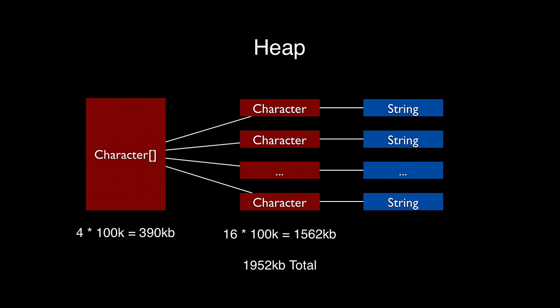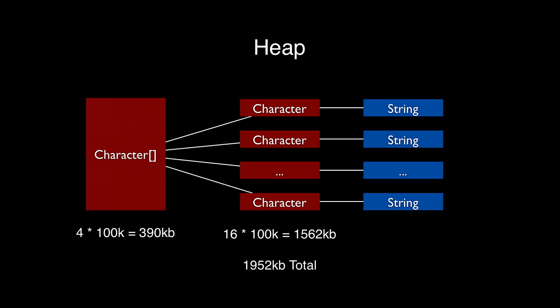So if we look at this, again, the character array is pointer size. We'll assume we're 32-bit. We have about 390 kilobytes in the character array. We have about 1,600 kilobytes in the character instances, and then we have the strings. I color these two different colors. The string is our blue, and the other ones are red. That's because the red ones need to be scanned by the garbage collector.